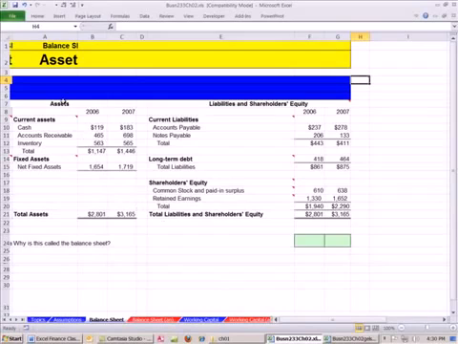Now, assets, current assets, these are assets like cash, accounts receivable. What's accounts receivable? Accounts receivable is something that'll be cash soon. This is when Home Depot gives the lumber to the contractor, and the contractor pays them 30 days later.